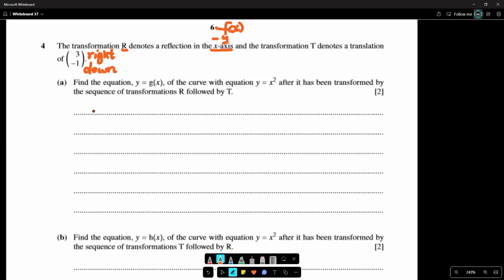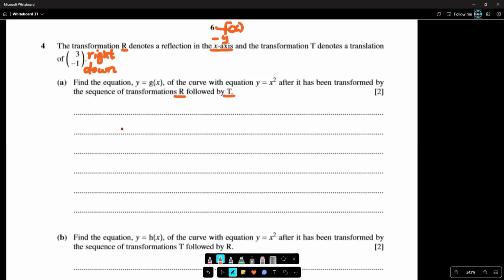1 unit down. Okay, awesome. That shouldn't be an issue. Find the equation of g, the curve with the equation after it has been transformed by the sequence of transformations R followed by T. So we do R first.